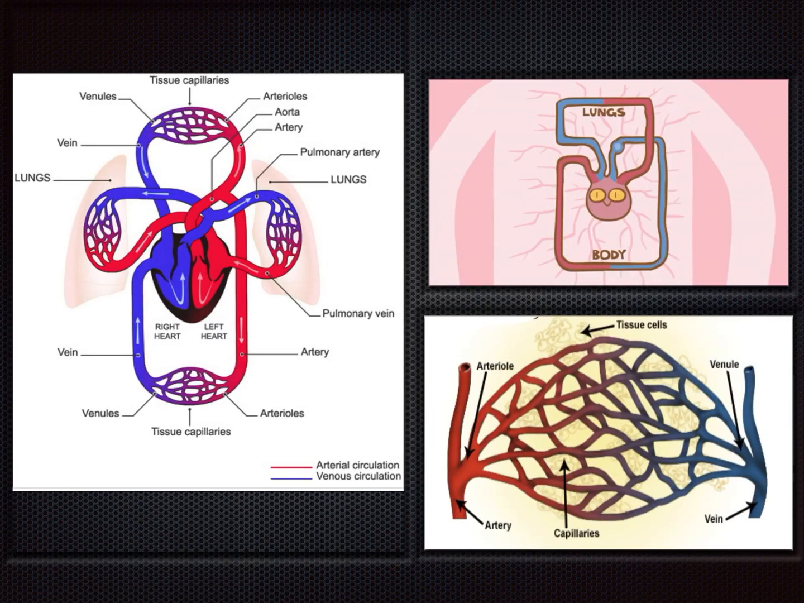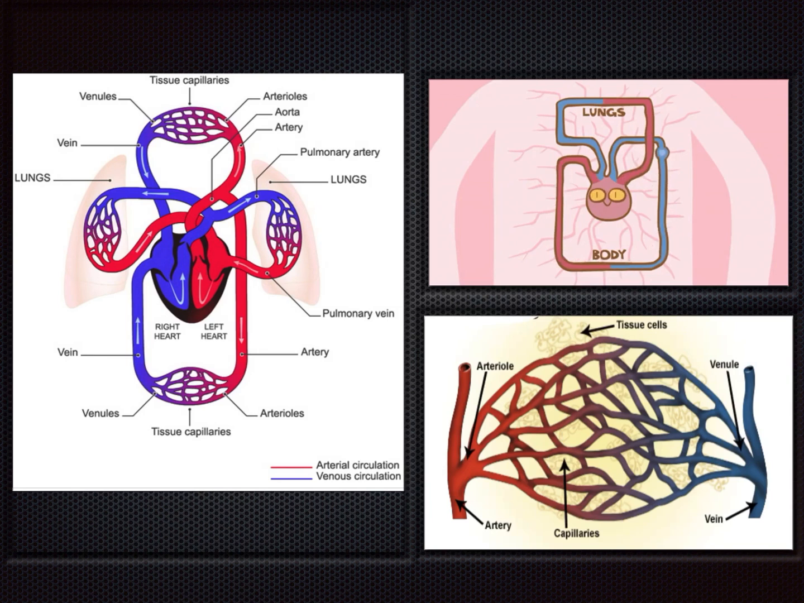So basically, you can always think of the circulatory system as a figure of 8. It always starts with the heart. The blood's either going around the body and back to the heart, or the blood's going from the heart to the lungs and back to the heart. So it's like a figure of 8 pattern.